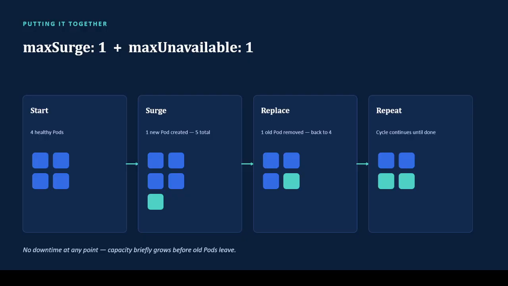So putting it together, if you give max surge 1 and max unavailable 1, you will see 4 healthy pods currently, 1 new pod created, now you get 5 total, then 1 old pod removed, then you are back to 4, and the cycle continues until it's done.